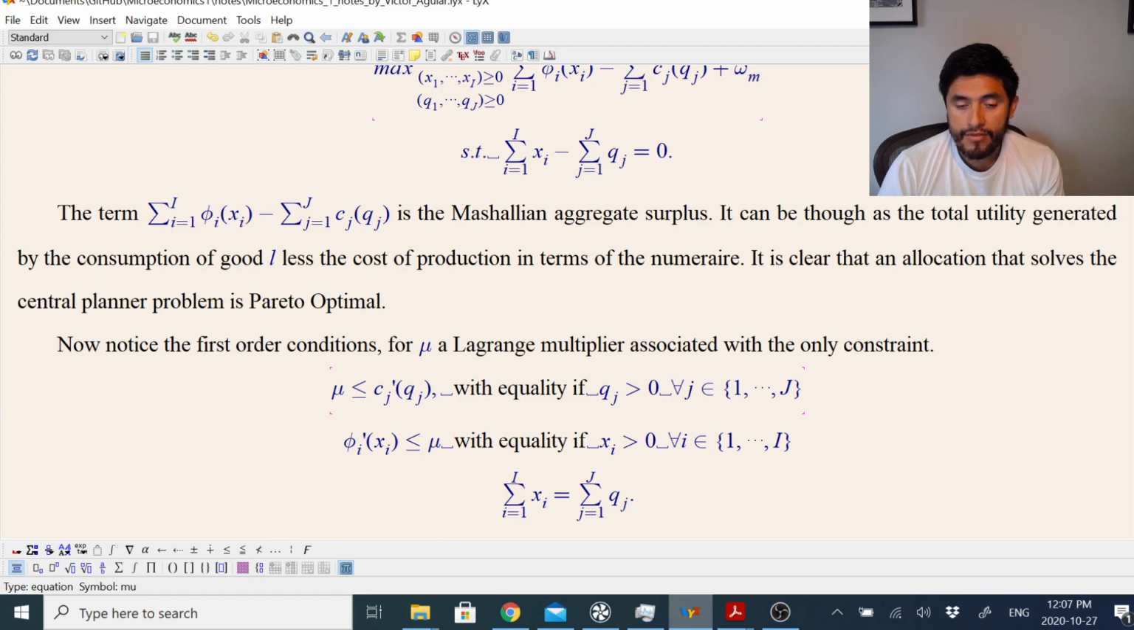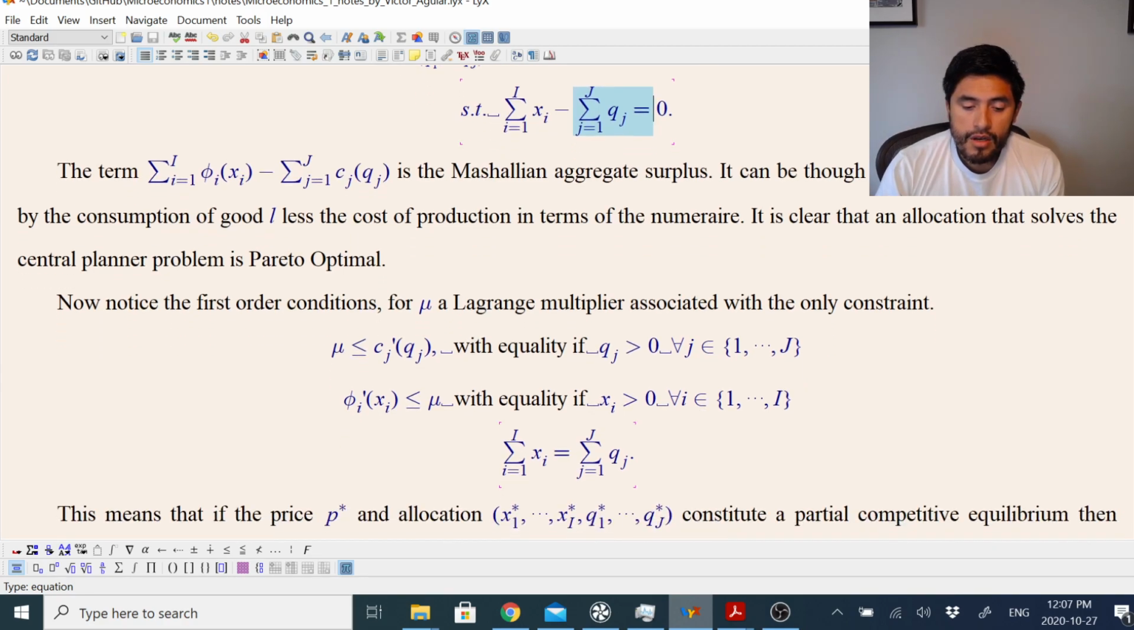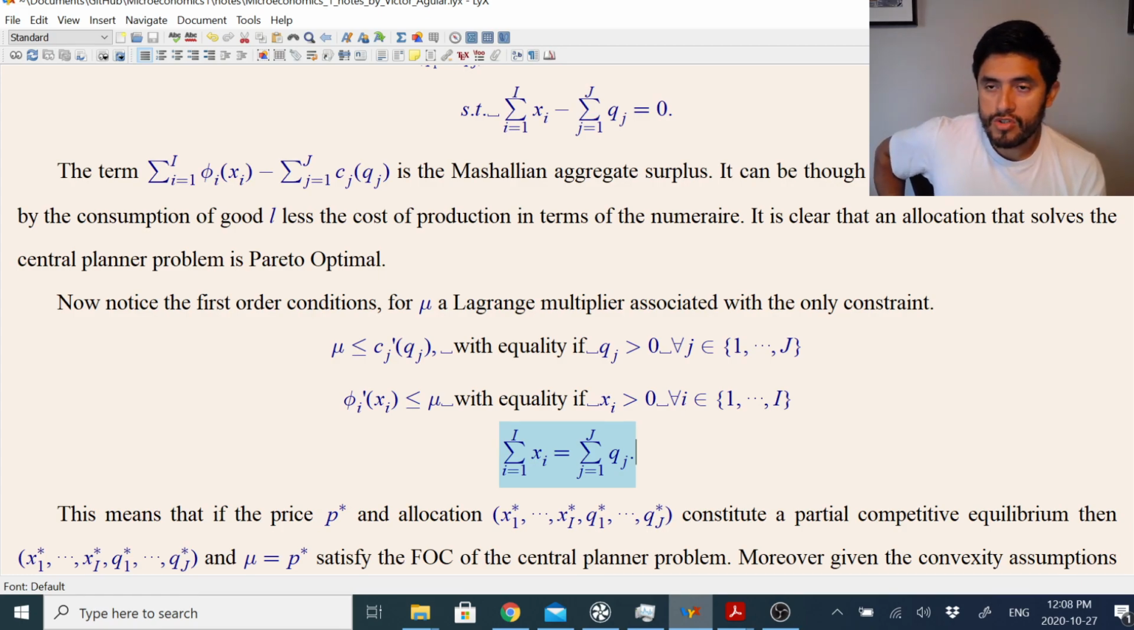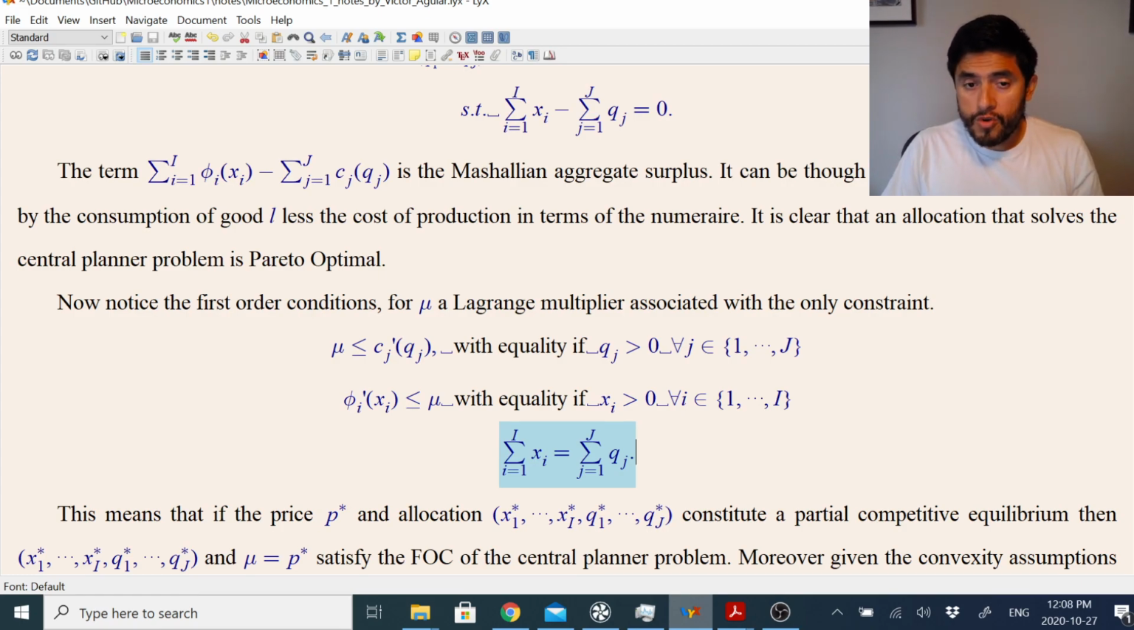And then you derive this part here, which is phi i prime, the marginal utility of xi, less than or equal to mu. Because remember, this is the Lagrange multiplier. This part enters positively, so here mu enters with a positive sign, but with the q it enters with a negative sign, so you have this flipped inequality. And notice that it also has to satisfy the constraint: the summation of xi is equal to the summation of qj.